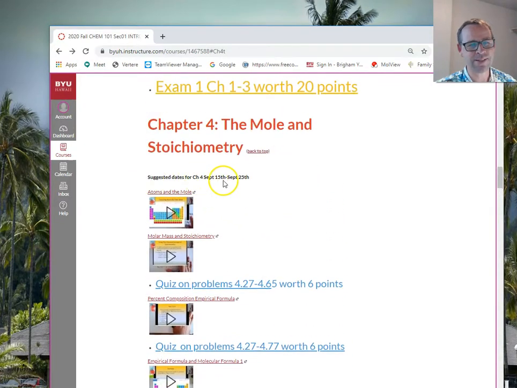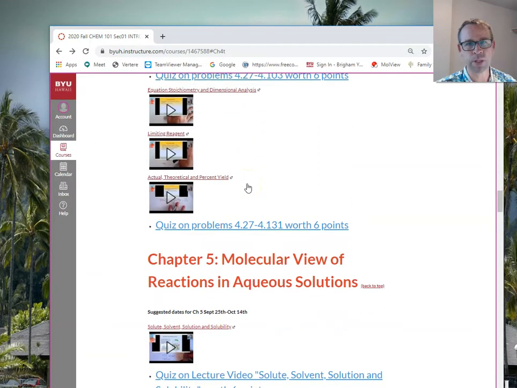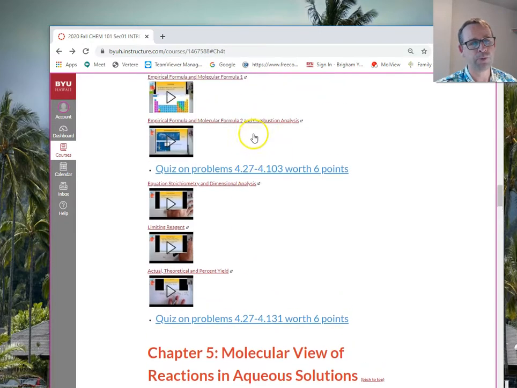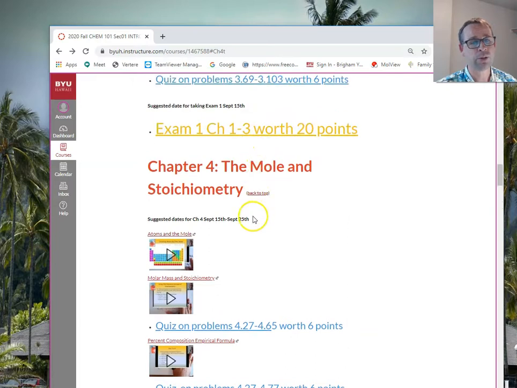the suggested dates, right, are there for you. But if you've already taken chemistry before in high school and you understand this stuff and you find it's kind of easy, you're welcome to move through and free yourself up for other classes. If you find that it's not as easy as you thought, or things are rough for you, it's not going to be terrible if you get left behind.